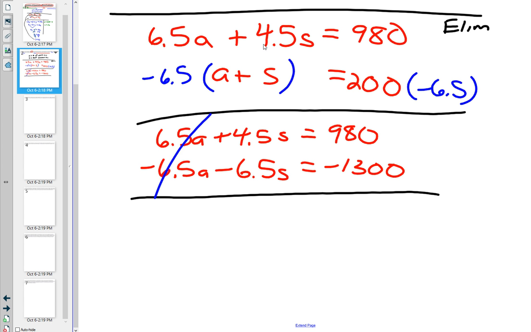Okay, so thanks to Nico's brave efforts, we were able to eliminate the A's. But then you have to remember when you use elimination, what are you actually doing? Yeah, we're adding.